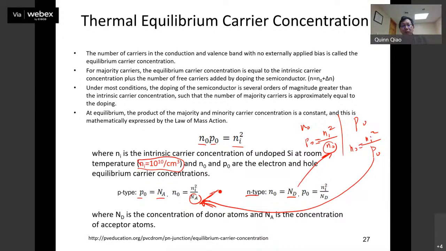So these are very important equations. If you know the dopant concentration for the acceptor, you can figure out how many electrons and how many holes there are. If you know the dopant concentration, you can figure out how many electrons you have there.